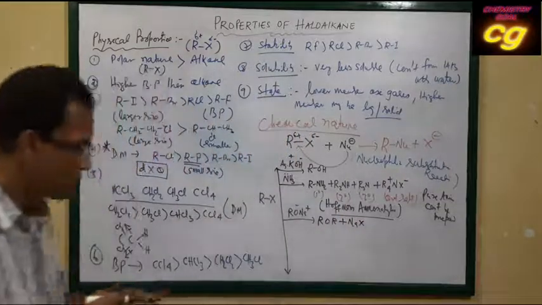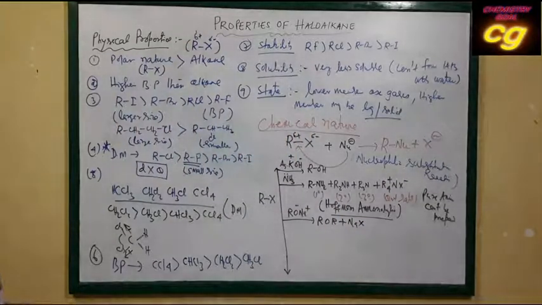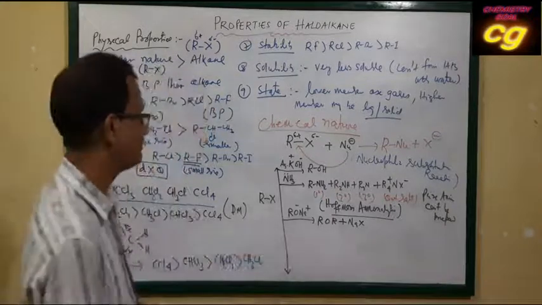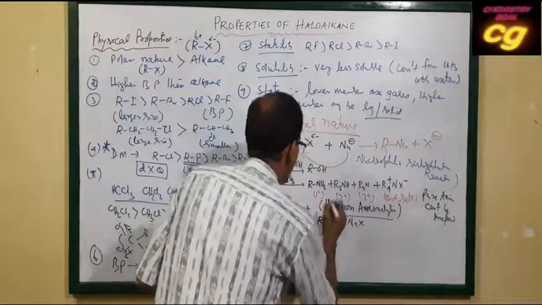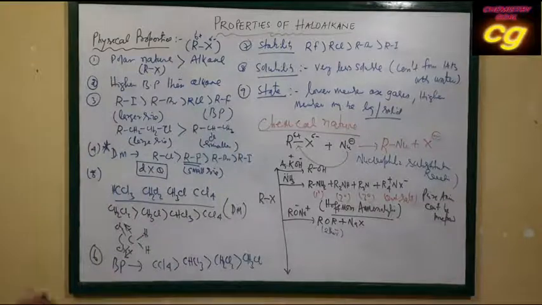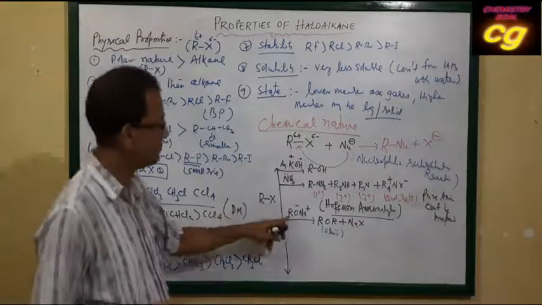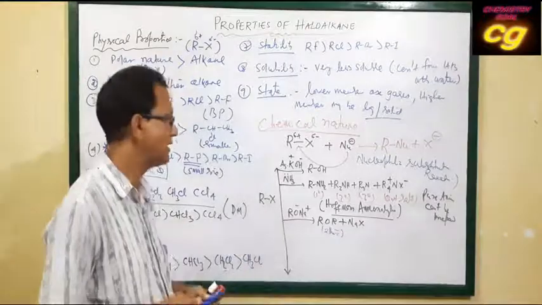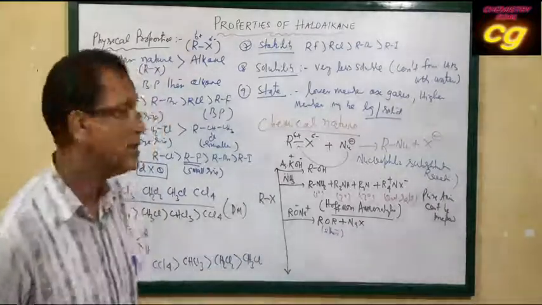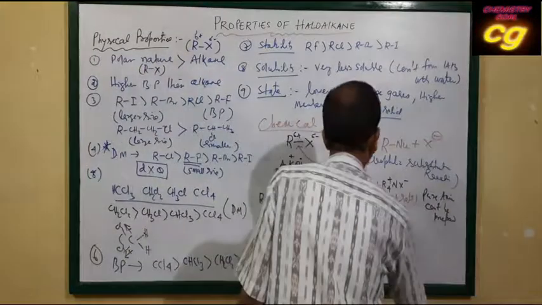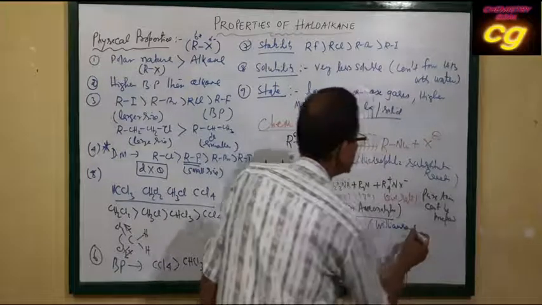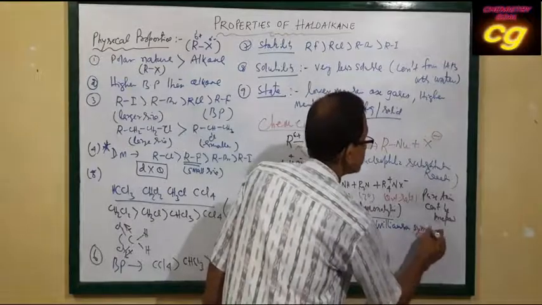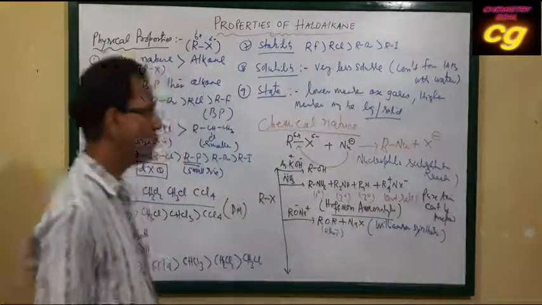This reaction is called what? This is formation of ether. Formation of ether from haloalkane by action with sodium alkoxide. This reaction is called Williamson synthesis.